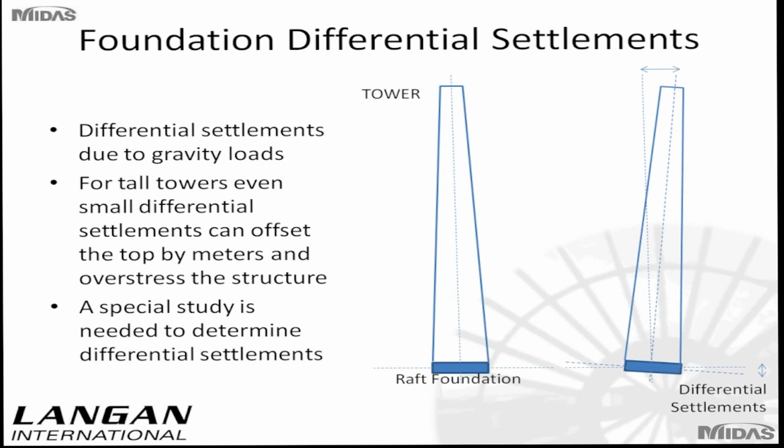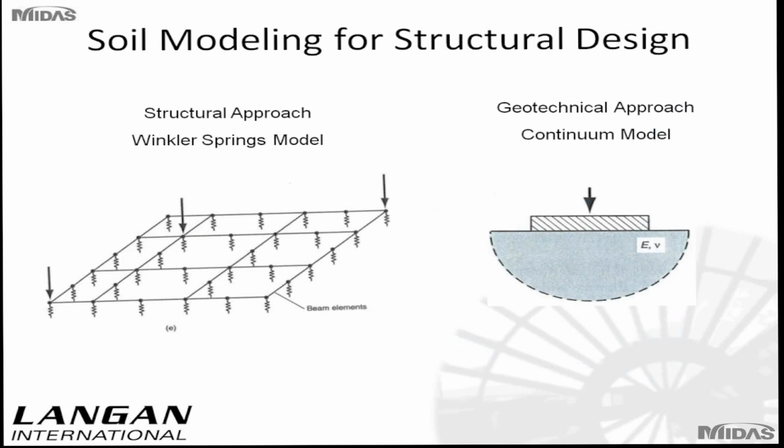Here we see a sketch of a tall tower on top of a raft foundation. Because tall towers are very heavy, they cause significant differential settlements at the foundation level, which can overstress the walls, and they can even cause noticeable movements at the tower top. A special study is needed to determine and limit those differential settlements, and this is what we're going to be talking about today. This gives you a little taste of what's coming.